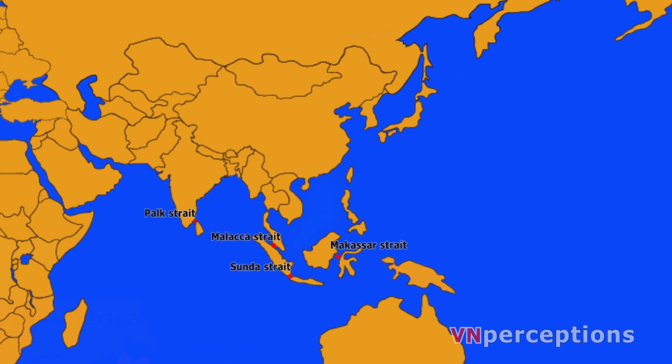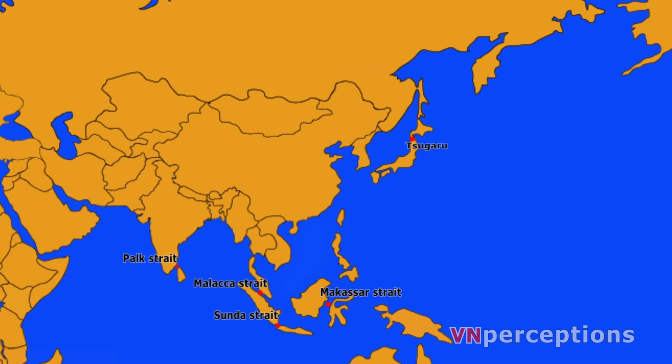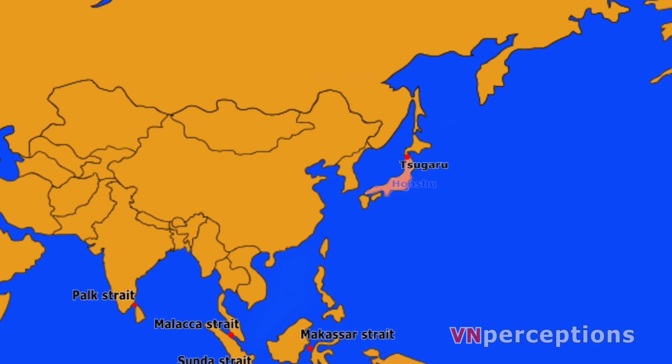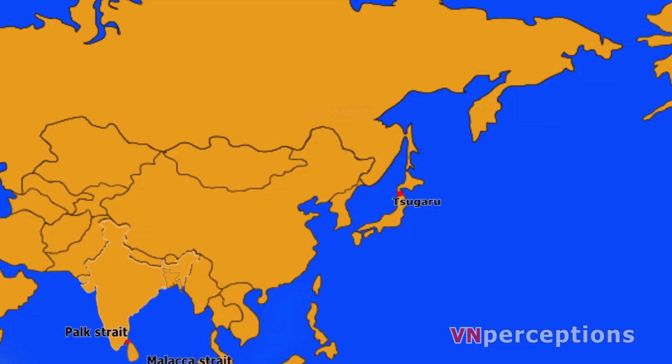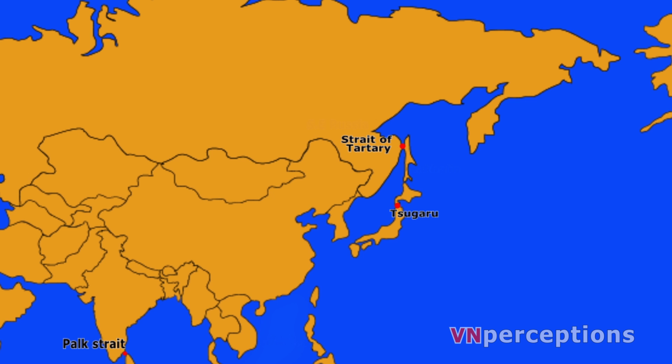Next one, the Tsugaru Strait. It is a strait that lies between Honshu and Hokkaido in northern Japan, connecting the Sea of Japan with the Pacific Ocean. Next one, the Strait of Tartary or the Gulf of Tartary.